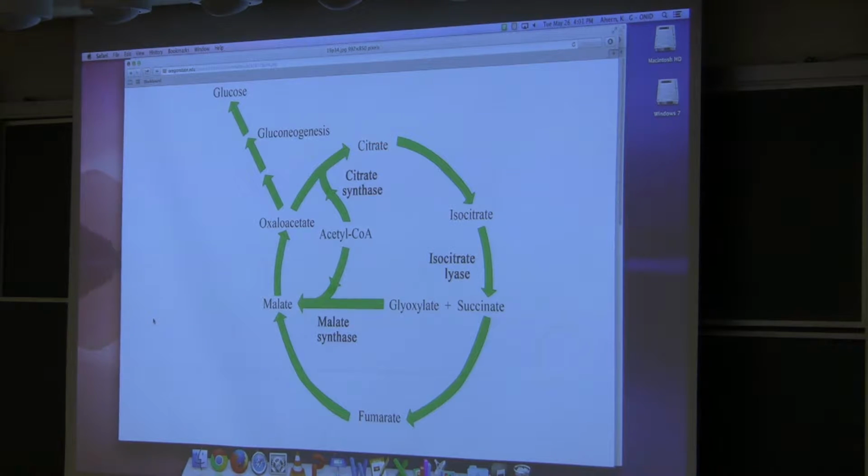I've drawn it out schematically where we imagine we start with citrate, which is what we would get in the citric acid cycle if we put together acetyl-CoA and oxaloacetate. And that's how the glyoxylate cycle also starts. Citrate's converted to isocitrate, same enzyme as the citric acid cycle. But here's where the pathway differs. Instead of isocitrate becoming decarboxylated, isocitrate gets split into two pieces. And those two pieces include a 2-carbon molecule called glyoxylate and a 4-carbon molecule, succinate.